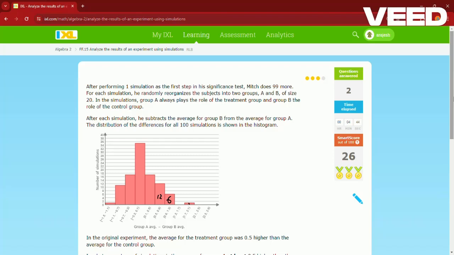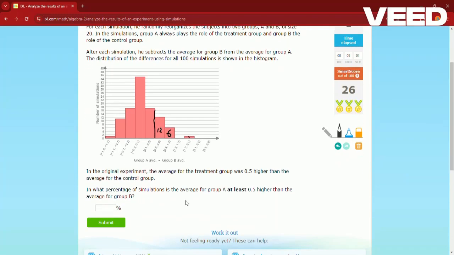The distribution of the differences for all 100 simulations is shown in the histogram. So we're just going to be focusing on this part right here, these three. In the original experiment, the average for the treatment group was 0.5 higher than the average for the control group. And what percentage of simulations is the average for Group A at least 0.5 higher than the average for Group B?